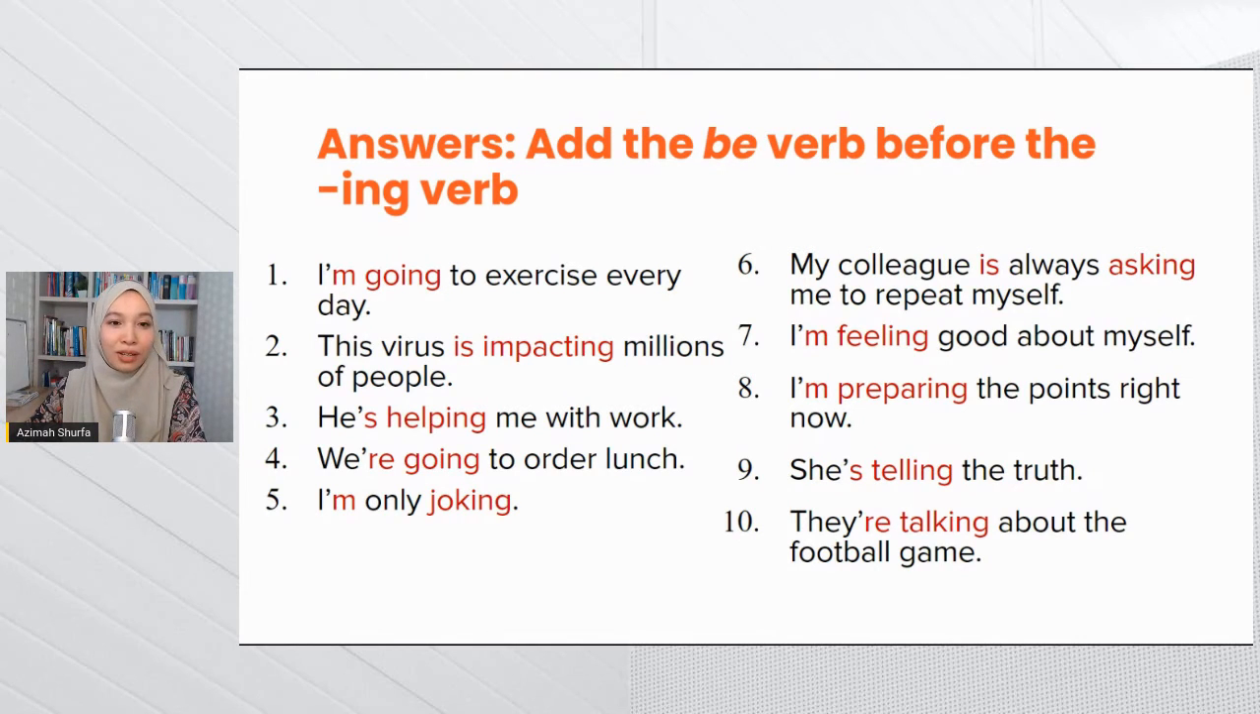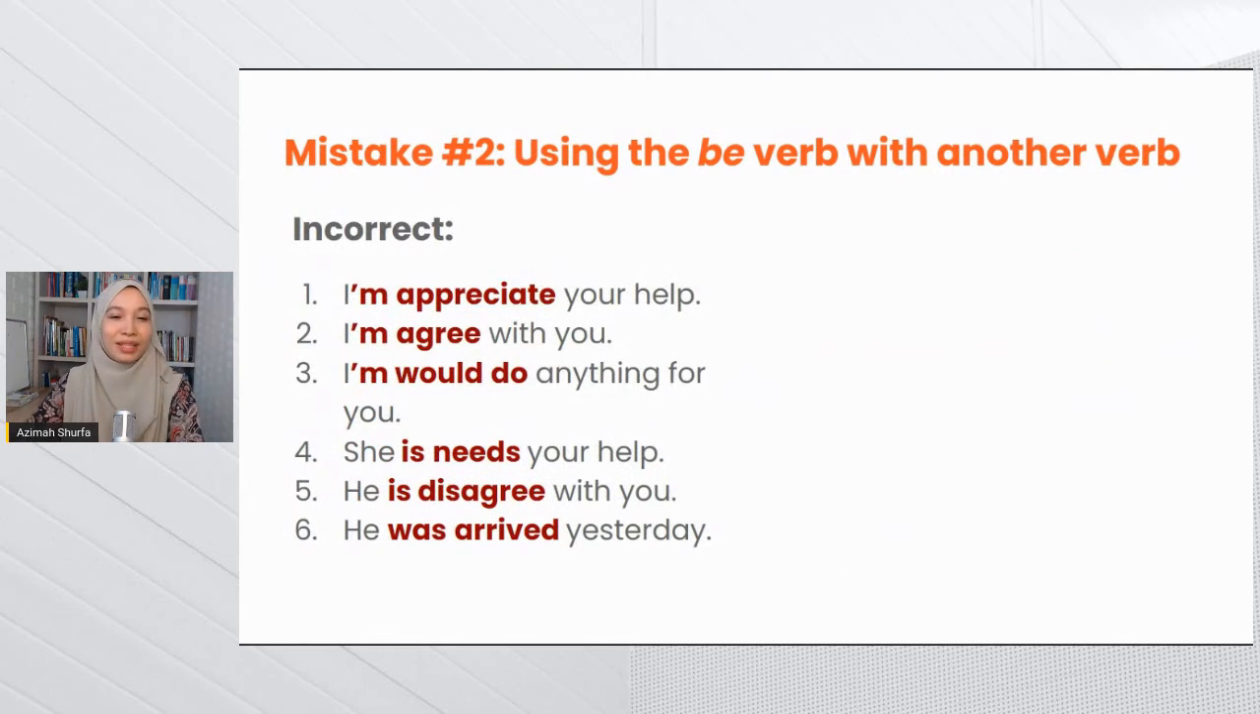Okay, let's take a look at mistake number 2. Mistake number 2 is when we use the be verb with another verb. So I have selected some verbs that we often confuse, like, do you put the am there? But you should not be putting the be verb there, okay? So this is what I see often.